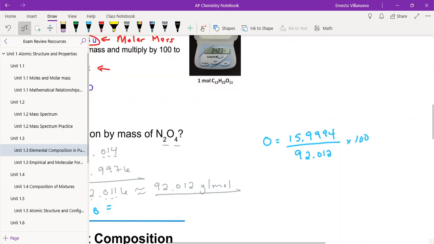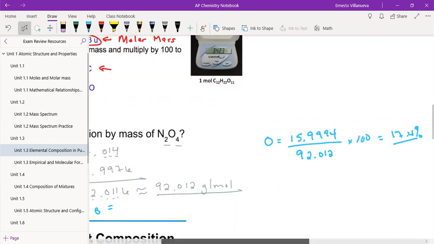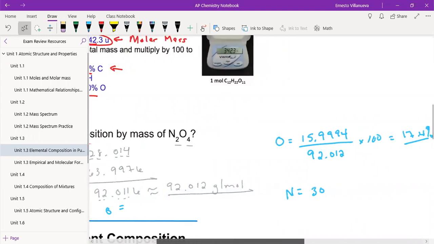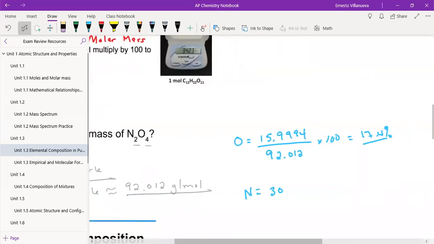So that's 15.9994 divided by 92.012, which gives me a total of 17.4%. Oxygen, so we have that. And then if that doesn't work, remember, you can always just take the percent of nitrogen, which is 30.45%, and then subtract that from 100.